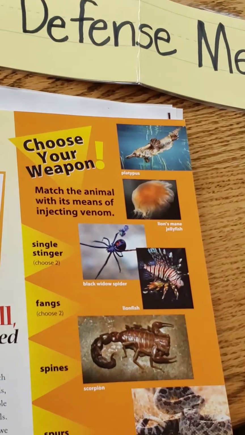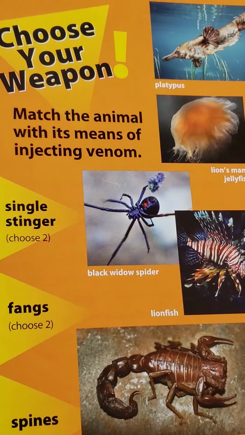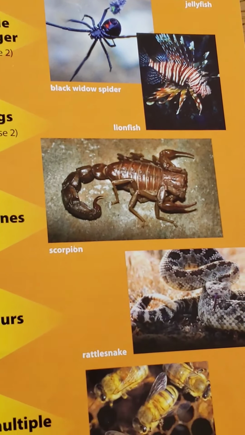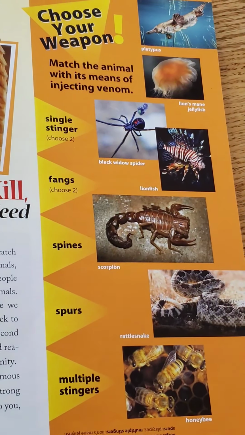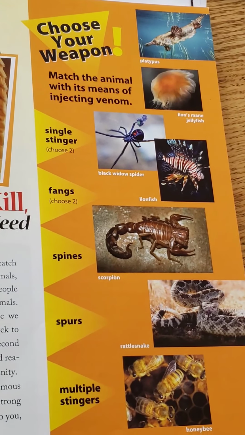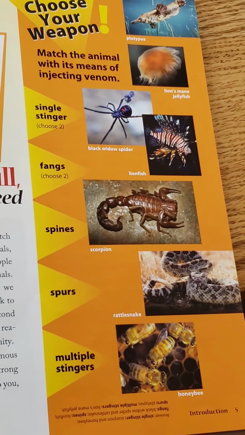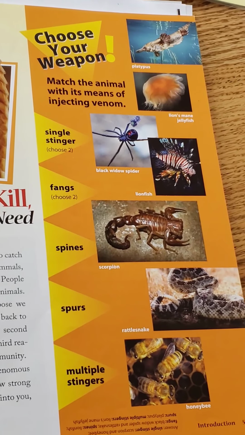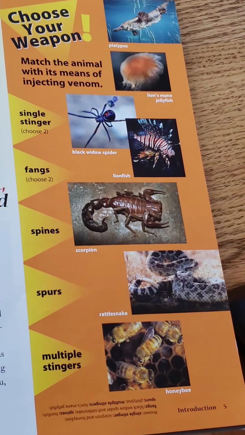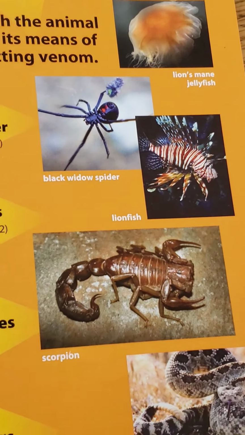All right, take a look at the pictures here. We have a platypus, a lion's mane jellyfish, a black widow spider, a lionfish, a scorpion, a rattlesnake, and a honeybee. You're going to try to figure out which of the animals here matches the stinger: single stingers, fangs, spines, spurs, or multiple stingers. There are 2 on here that have just a single stinger. Well, if you chose the scorpion and the honeybee, you are correct.